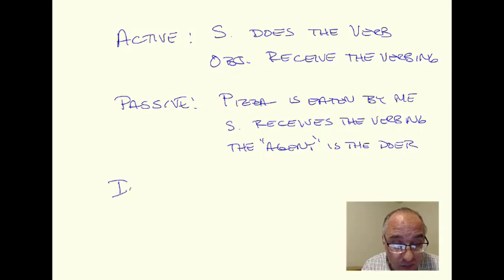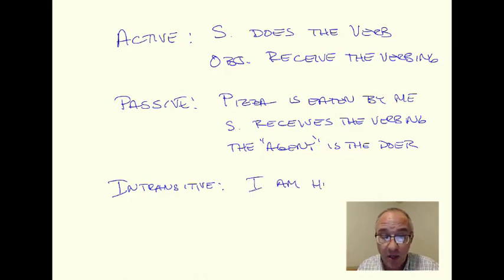Then there's the intransitive, that is neither active nor passive. The intransitive is neither active nor passive. It's usually with the word be. I am hungry. There's no transference of action, in other words. I am hungry, he is tall. And it's not just the word be, it can also be become. He becomes president. But there's no transference of action. And that's why it's called intransitive.